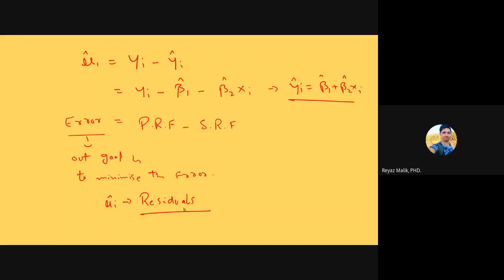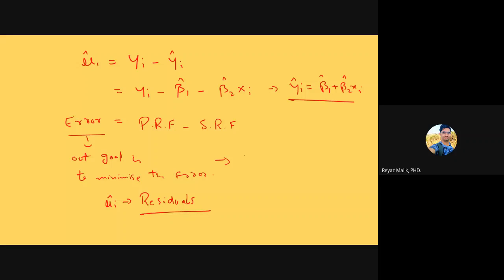Our next job is, if we don't have population data and we want to estimate the population regression function, we estimate the sample regression function. It should be estimated in such a way that the sample regression function is very close to the population regression function. Whatever I said here, I am saying again: our goal is to minimize the error.